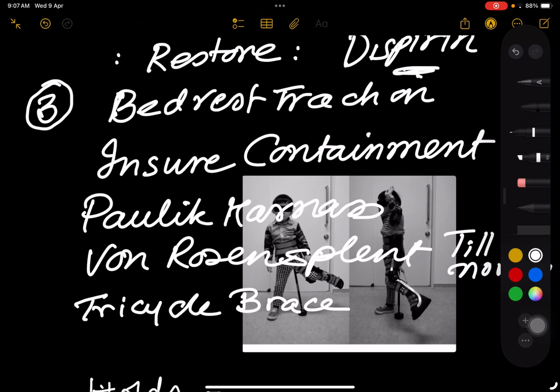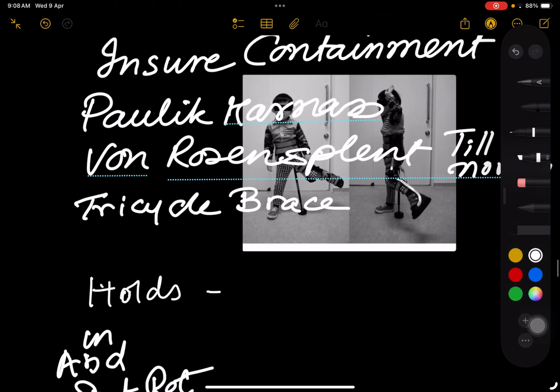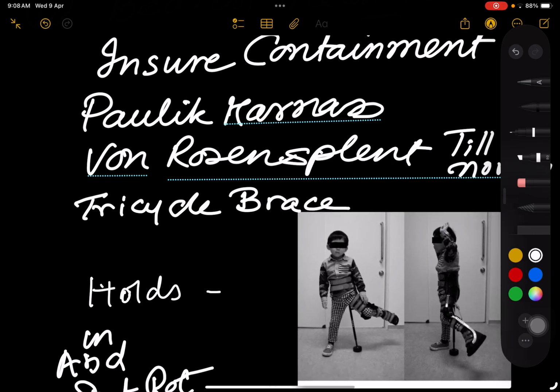till the acute stage subsides. You recognize subsidence of acute stage by absence of pain on trying to internally rotate the hip. Then you ensure containment. Now this containment is by, till the child cannot walk, it can be by a Pogo harness or a Von Rosen splint.